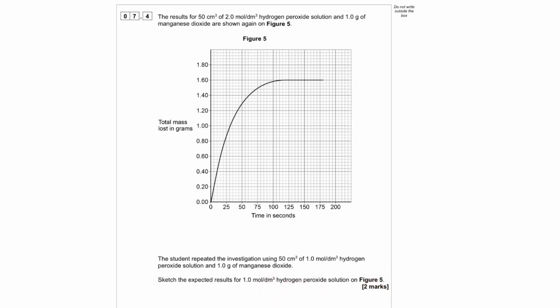Well, it's going to be less now, because we have a lower concentration, because we're using 1 molar hydrogen peroxide rather than 2 molar. So this was a higher concentration. So you expect that graph to be less. And so it's half of that actually. So we'll be going towards a half of the concentration. So you draw the curve approaching there.